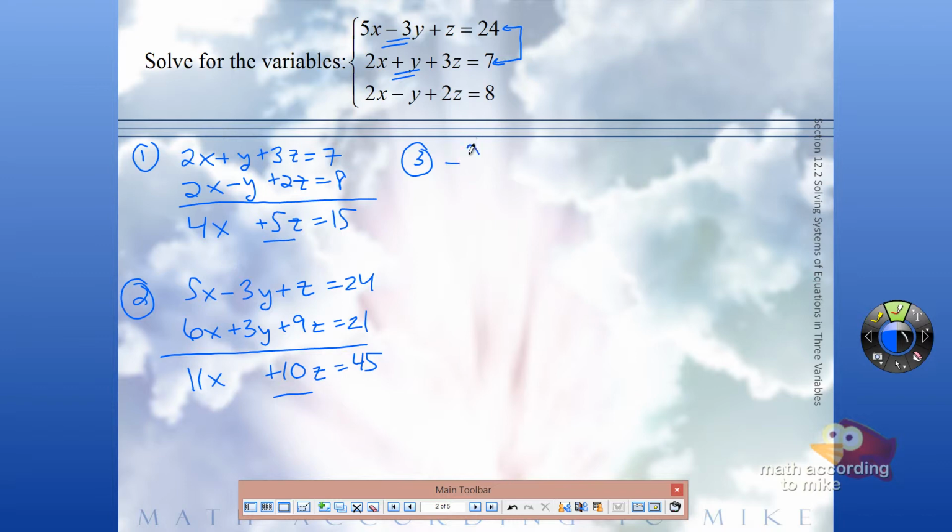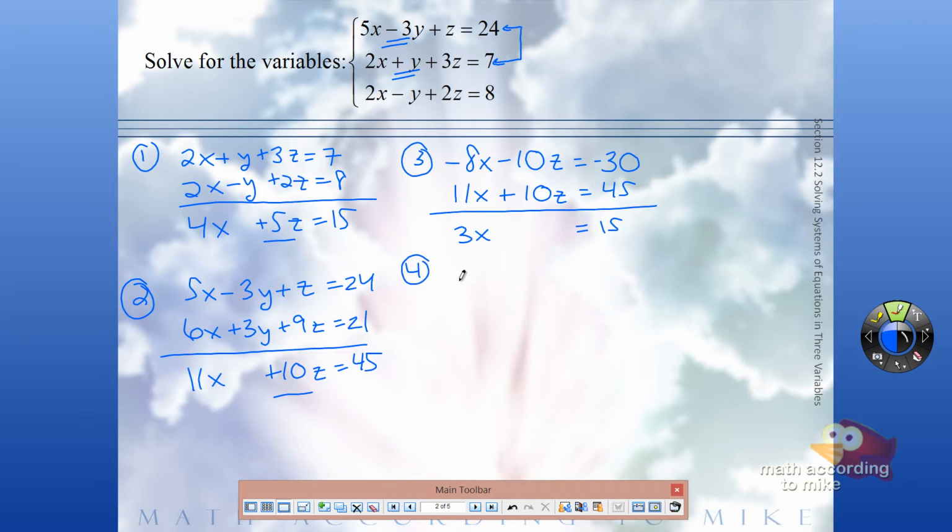-2. So multiplying that equation by -2, and then copying down the result from step 2. When I add the equations, the z's are gone. I get 3x equals 15. So in step 4, I'm going to solve for our remaining variable. Notice we get x to be 5.